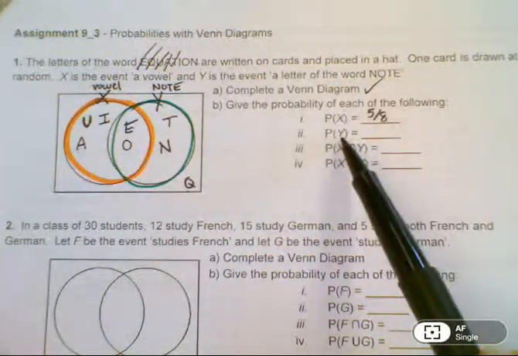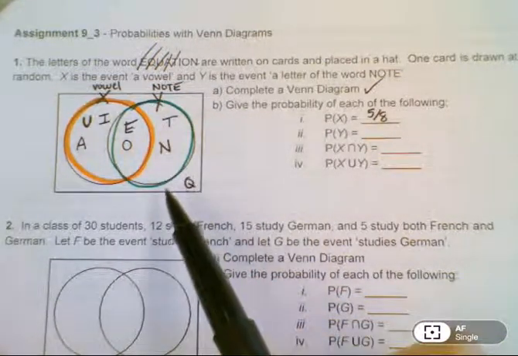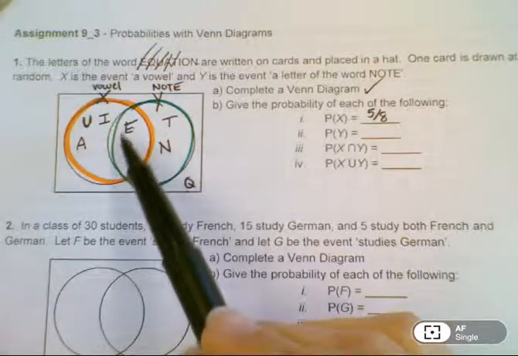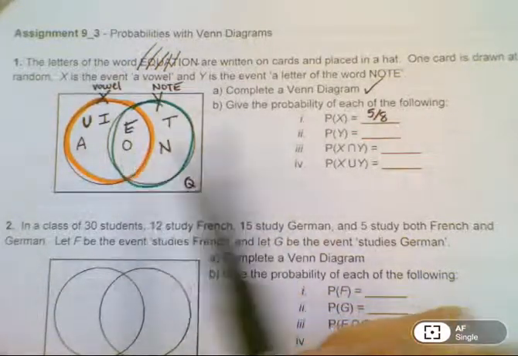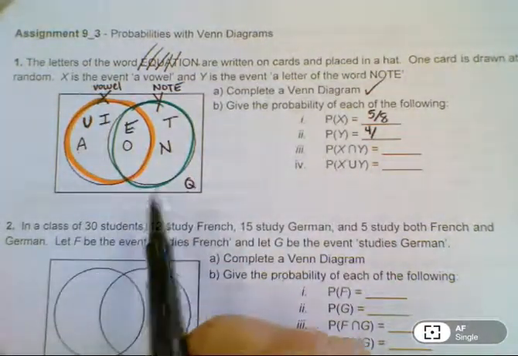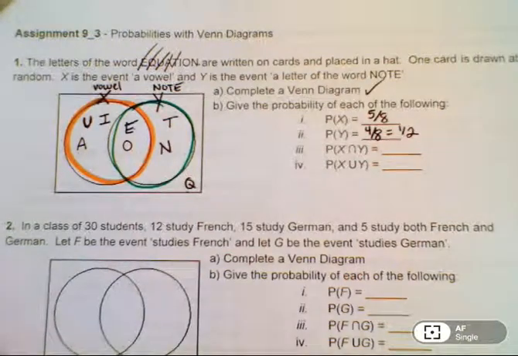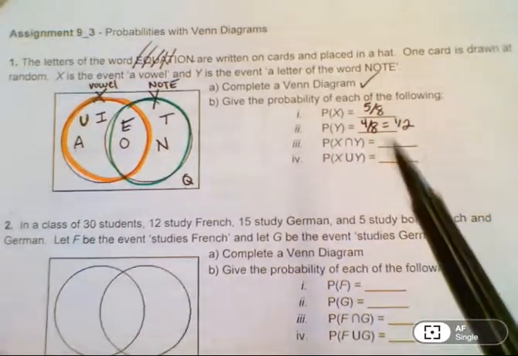So the probability of Y means the probability of getting a letter in the word note. And so we've got 4 letters in the word note out of 8 letters in the word equation. So that's 1/2.